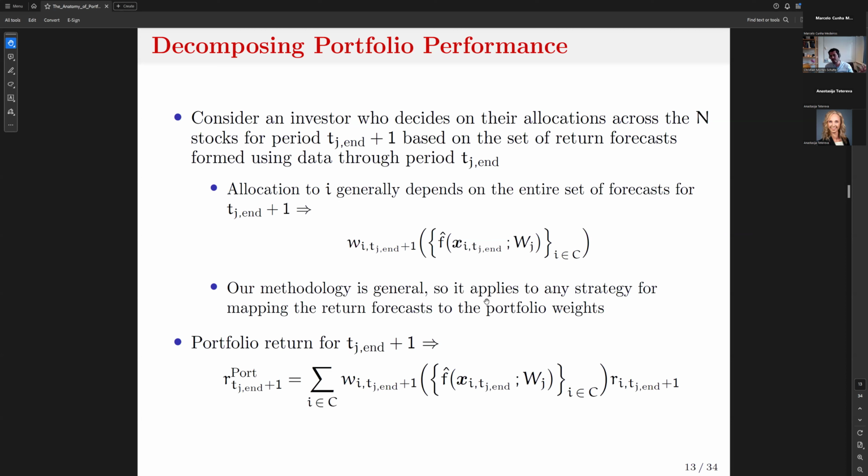Our methodology is general, so it applies to any strategy for mapping return forecasts to the portfolio weights. You could use a classification model, as we're doing, or you could use a regression model. And then the portfolio return ends up being the returns of all the stocks at period T_n+1, multiplied by the portfolio weights, which your model is giving you.